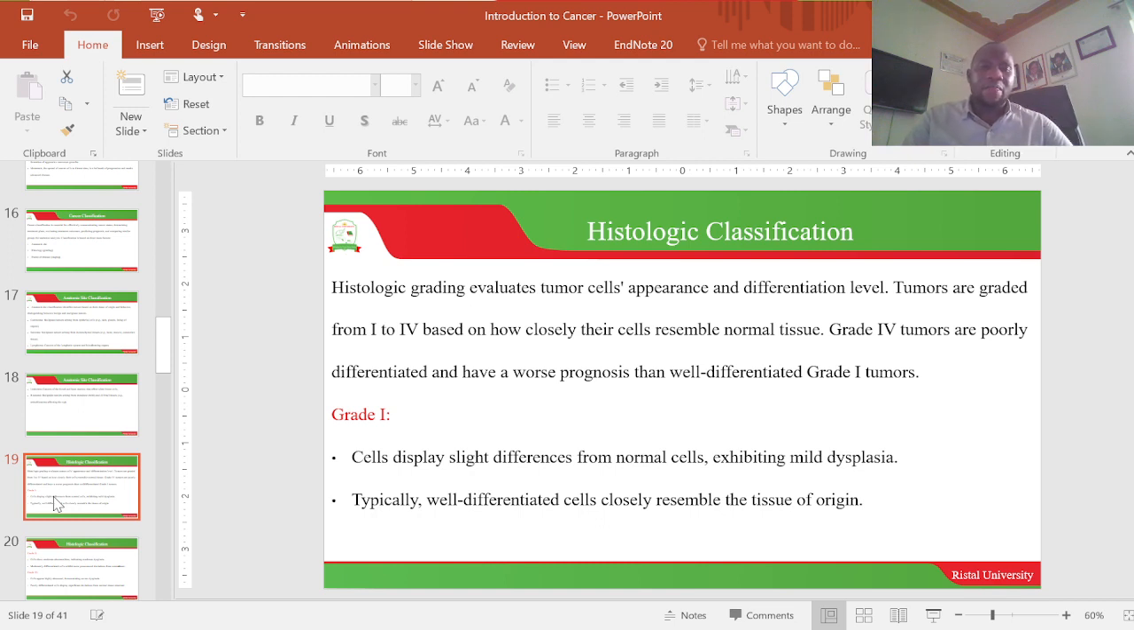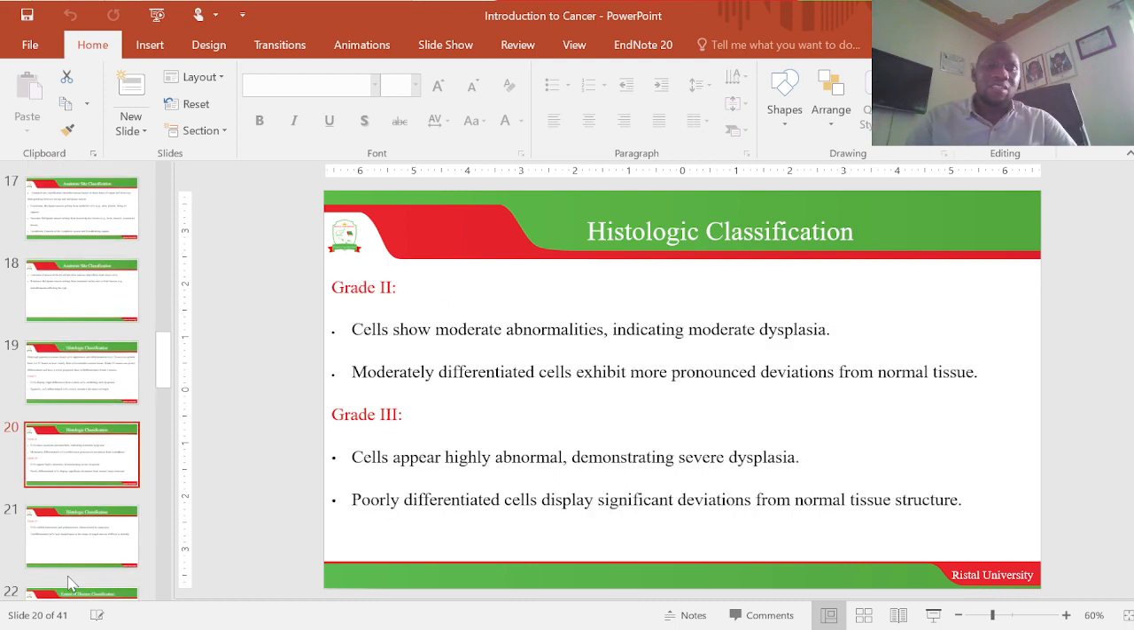That's the meaning there. So, grade 1. These cells look slightly different from the normal, and they exhibit some mild dysplasia. They are well differentiated and resemble the tissue of origin. Then grade 2, the cells have more abnormalities with moderate dysplasia, and they are moderately differentiated, exhibiting more pronounced deviations from the normal tissue. Then grade 3 are highly abnormal, demonstrating severe dysplasia, poorly differentiated, and displaying significant deviation from the normal tissue structure.